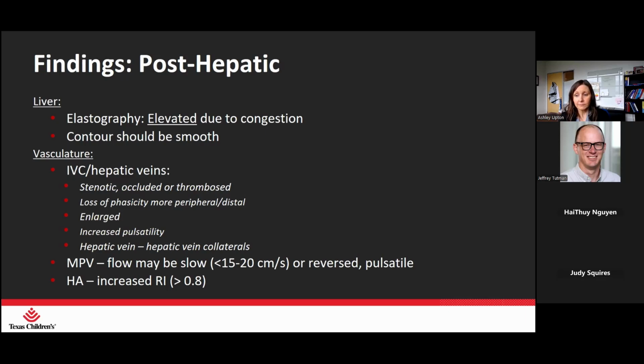In any of these cases, when the hepatic veins have trouble draining and they find collateral pathways back to the heart, they end up collateralizing between themselves. You can see these hepatic vein to hepatic vein collaterals on ultrasound. With the liver being congested, the portal vein also meets resistance and has trouble flowing into the liver. So the flow may be to and fro, slow, or reversed. And it can also be pulsatile. And the hepatic artery resistive indices are also elevated as well.